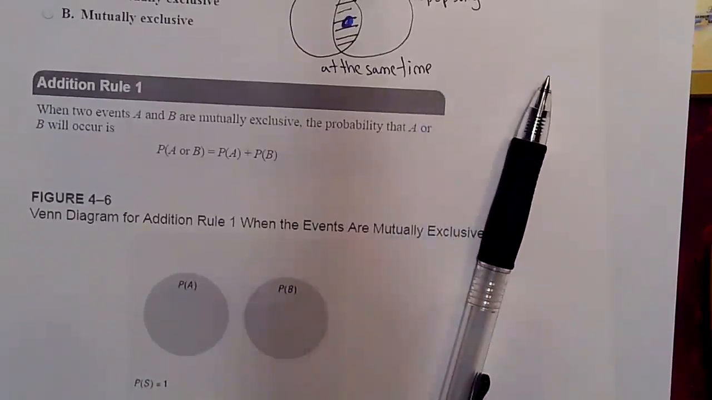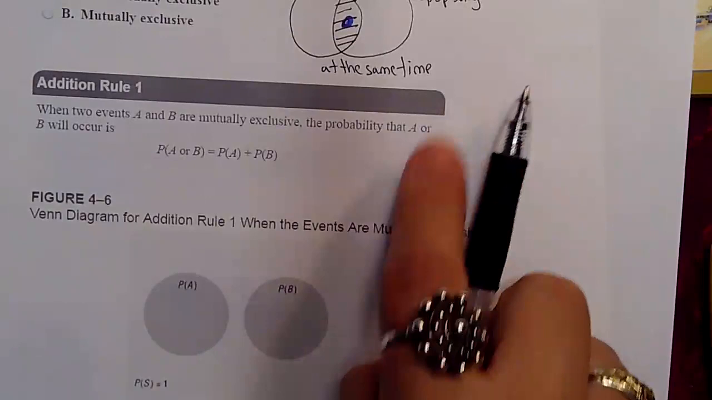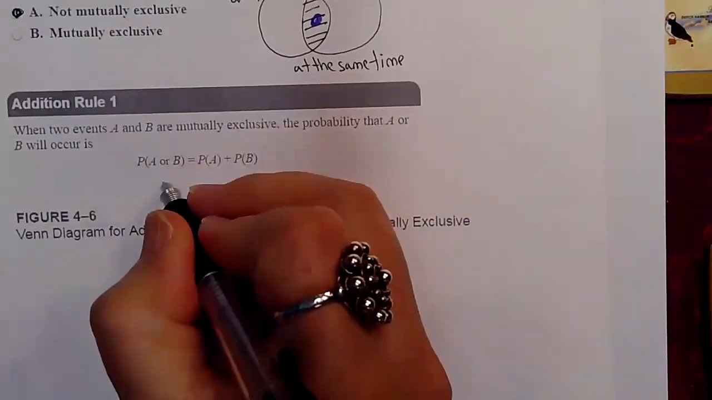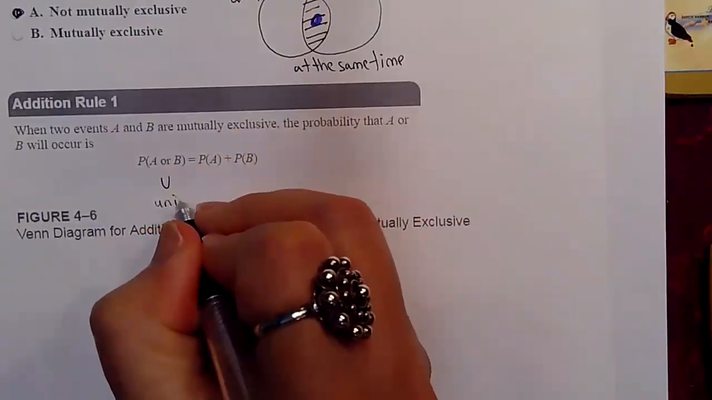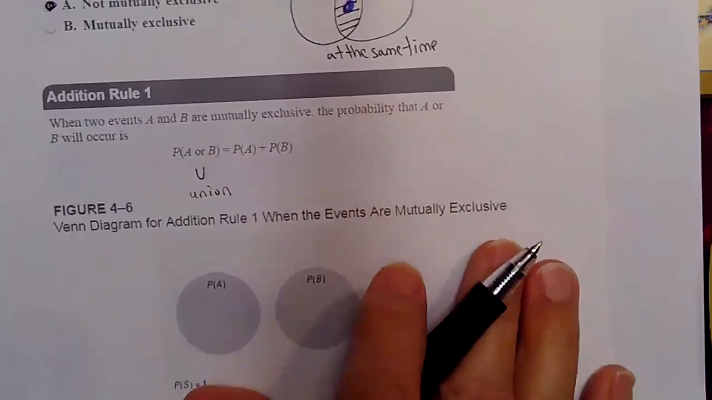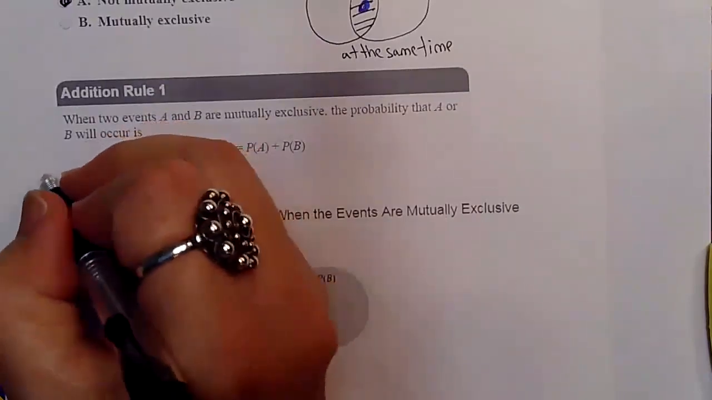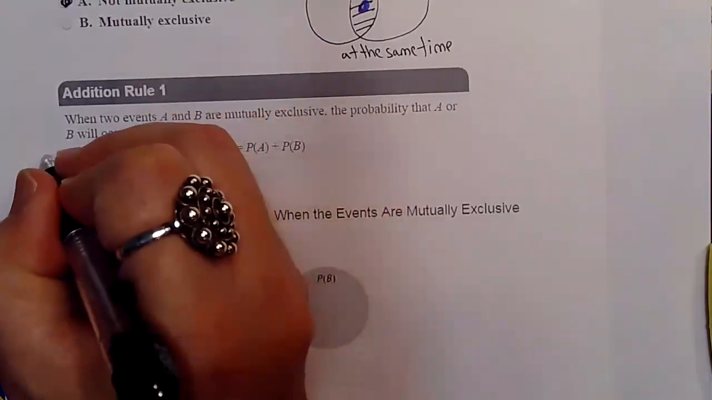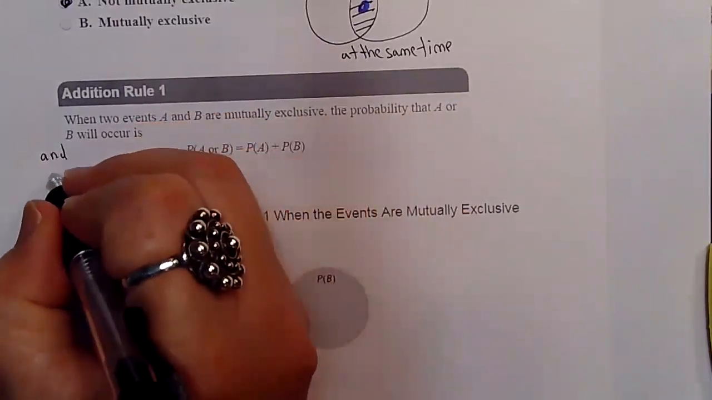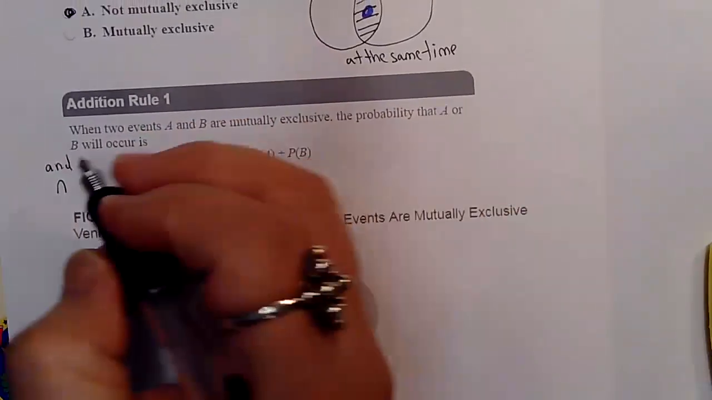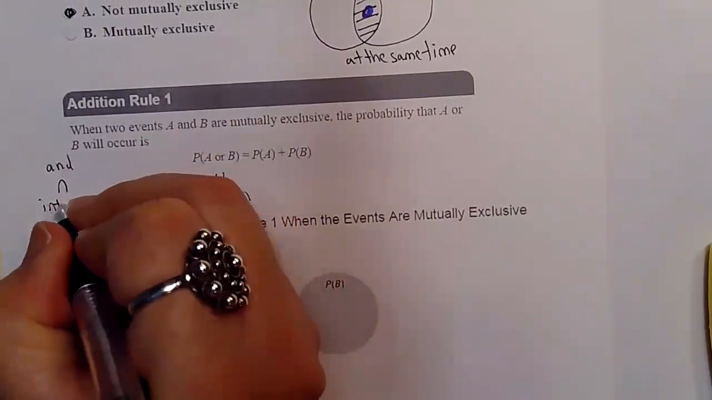And this or can also be treated as a union. When you have an and, then that's treated as an intersection. So that's good to know.